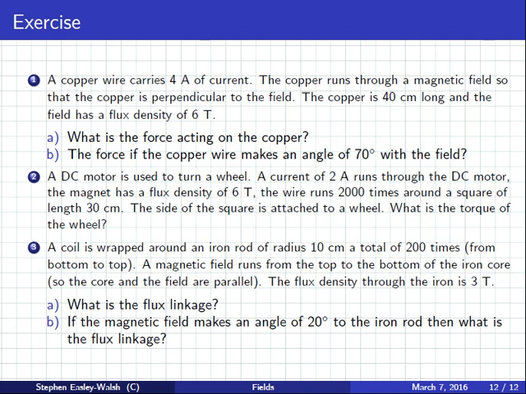What's the symbol that we use for torque? The T, the tau.